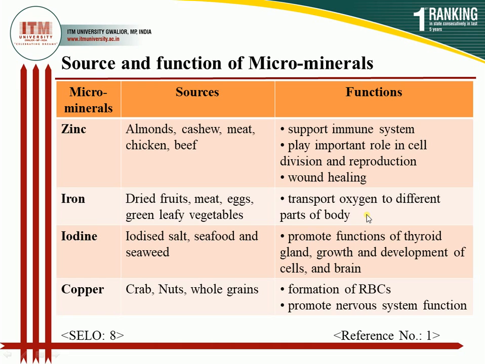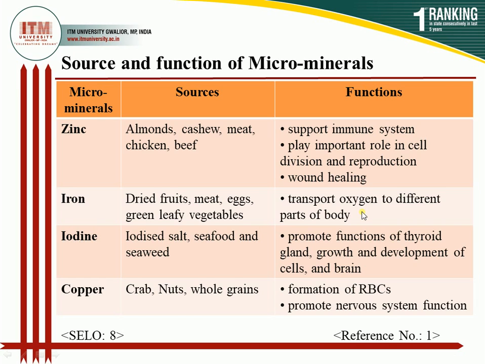Heme iron is bound within a ring-like molecule which is called the porphyrin ring. Heme iron is present in RBC. We can correlate the word heme with hemoglobin. Non-heme iron, such as iron-sulfur cluster proteins, is basically used to produce energy and act in some metabolic functions. So iron is a very important micromineral for our body.